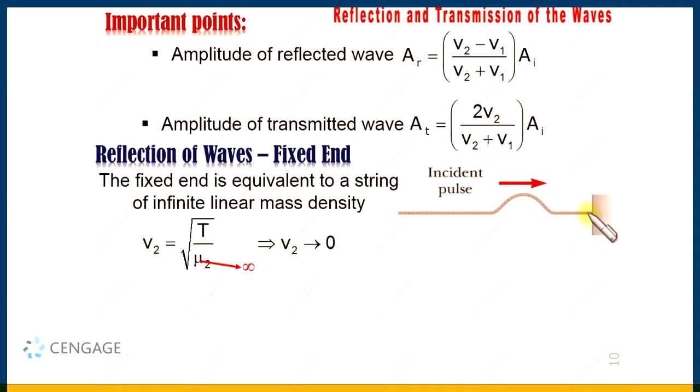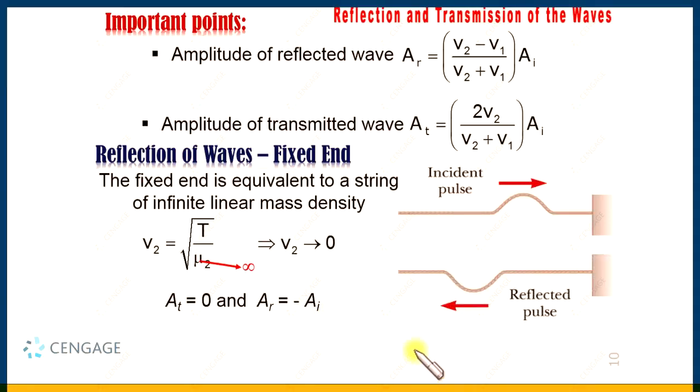That means the wave will start moving in the negative x direction, and you can observe here the sign of AR will be negative. That means you can say there will be a phase change of pi, right? This AR equal to minus AI will be the pattern of the reflected wave, and there will be the phase change of pi.